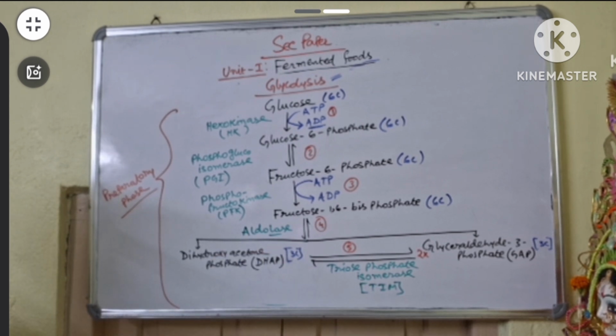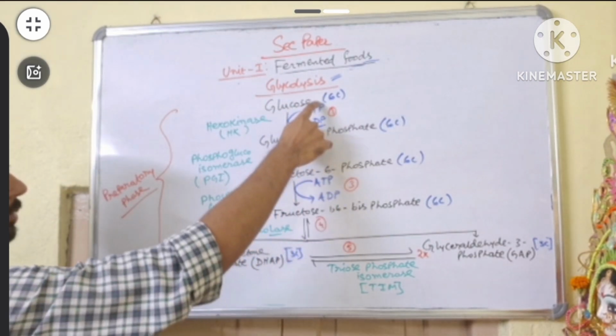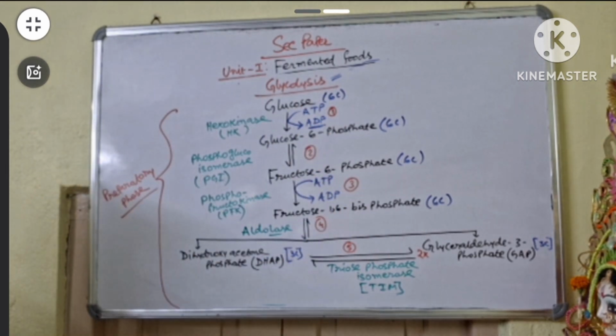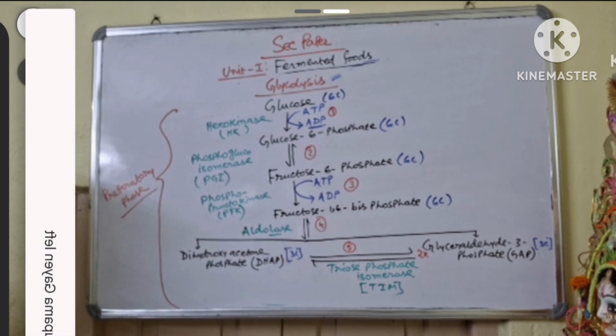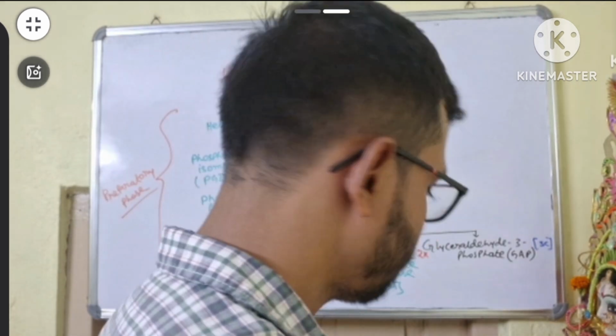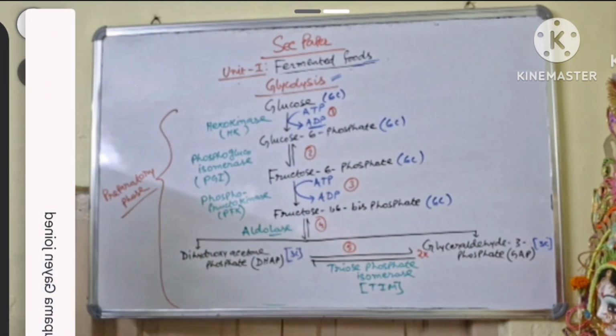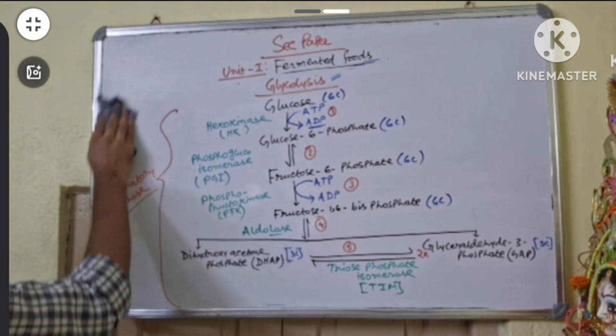Next up. Clear? Can you see that during the preparatory phase, 2 molecules of ATP are already involved? So in the preparatory phase, for the preparation of glucose to give energy, 2 molecules of ATP are already required. Clear? The next 5. Payoff phase.